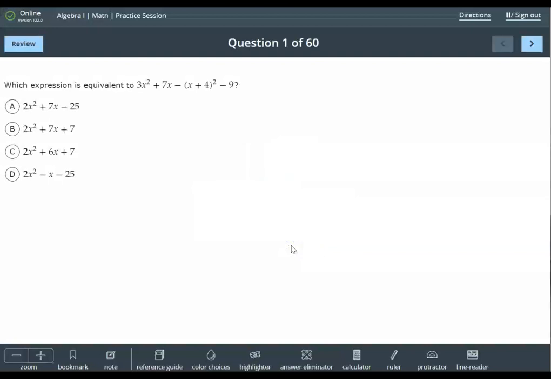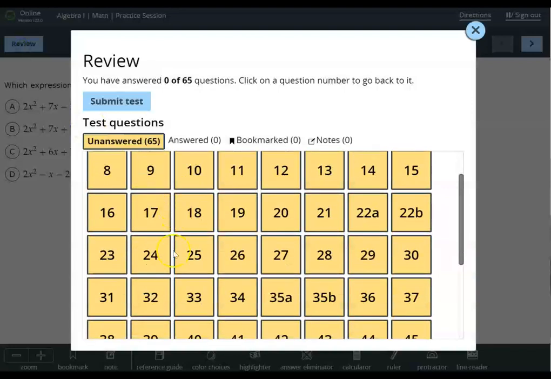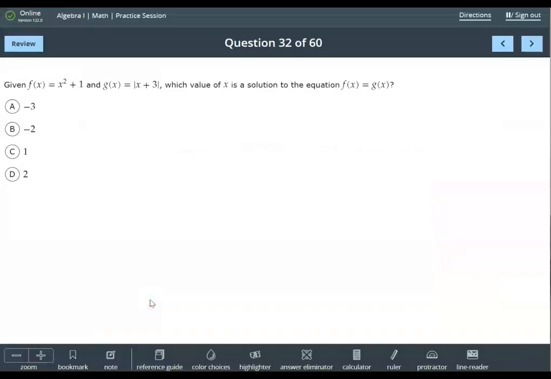When you get into the test, you can use these arrows on the top right to navigate through the test, but we're jumping all the way to item number 32. So click on Review, and you can scroll down and click on the 32 to go directly to that question. This question is giving us two functions of x, f of x and g of x, and we're looking for values of x that are solutions to f of x equals g of x.